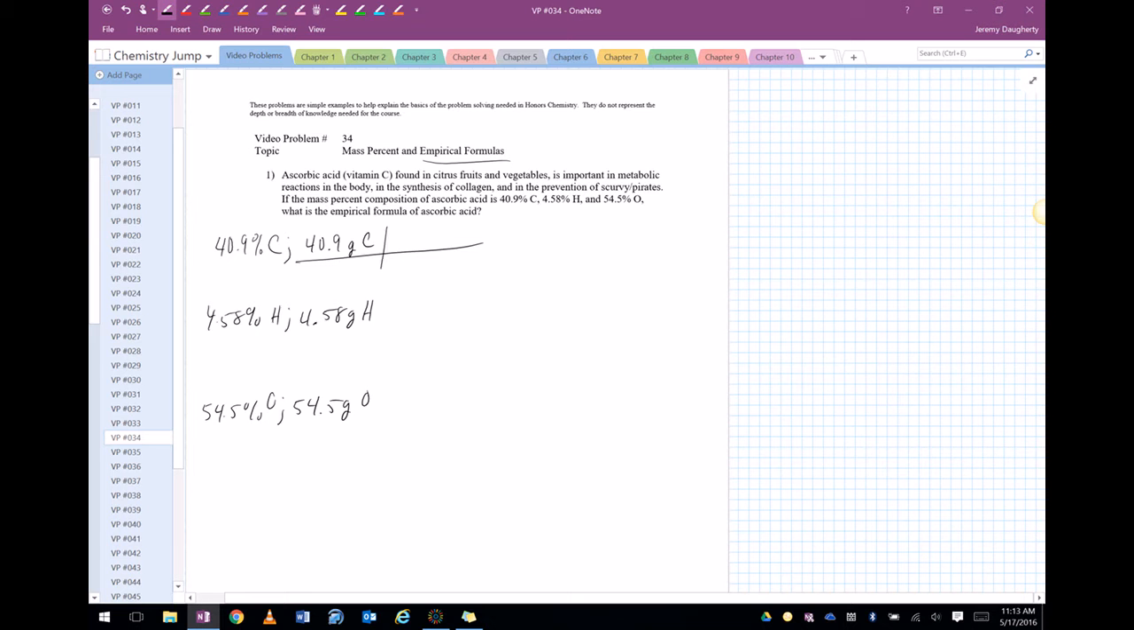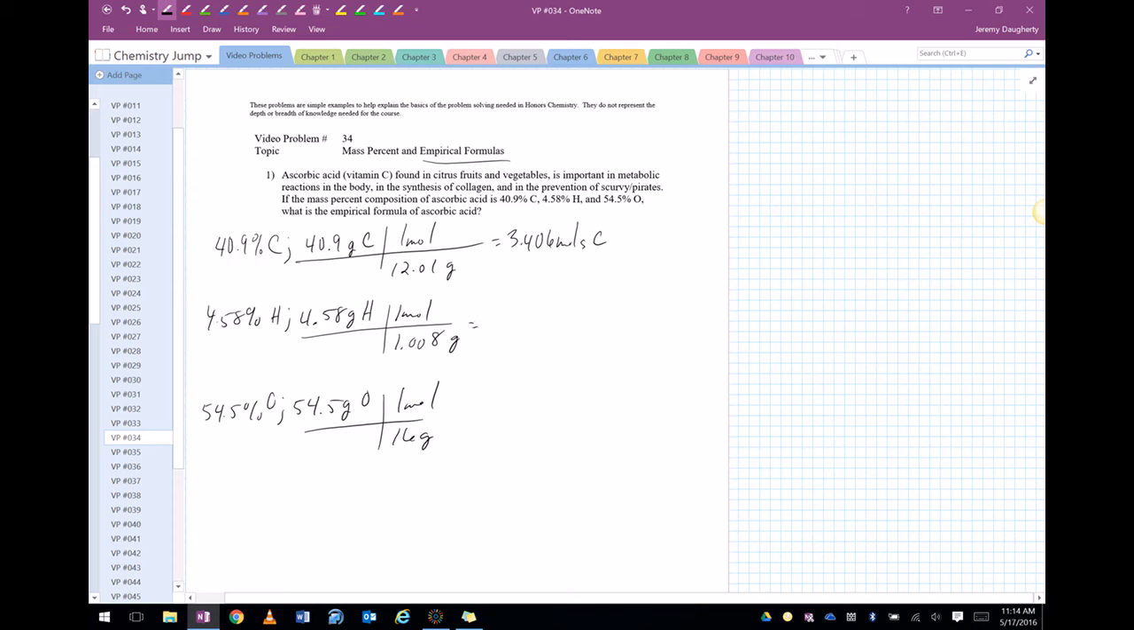Then what I'm going to do is convert my grams to moles, because an empirical formula is the lowest whole number ratio by moles. So I'm just going to divide through by the molar mass of each element. Again, you get all this from your periodic table. You should know that by now, of course. Alright, so what do we get? We've got 40.9 divided by 12.01, and I get a value of 3.406, and that's moles of carbon.